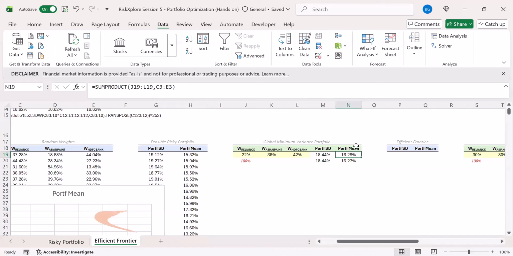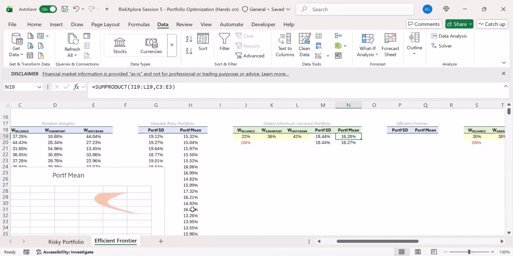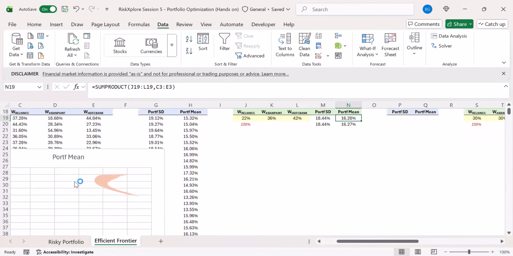After this point, what we have to do is increase the SD in order to increase the portfolio mean. But all the other combinations that are below this point, we can say that they are inefficient. Why? Because for them, higher SD is giving us lower mean.